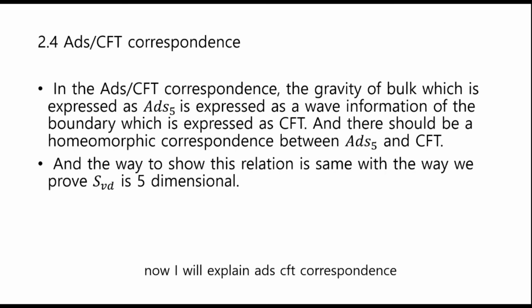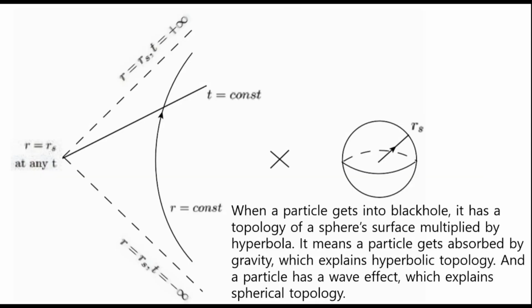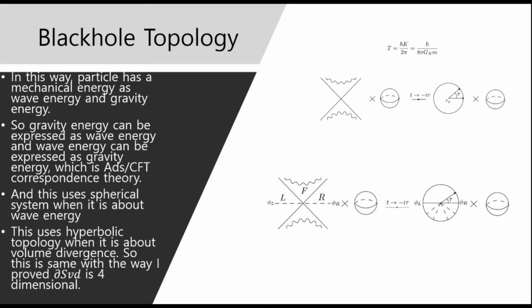In the ADS-CFT correspondence theory, the gravity of the bulk, which is expressed as ADS5, is expressed as the wave information of the boundary, which is expressed as CFT, and there should be a homeomorphic correspondence between ADS5 and CFT. And the way to show this relation is the same as the way we proved S3D is 5-dimensional. When a particle gets into a black hole, it has a topology of a sphere's surface multiplied by hyperbola. It means a particle gets absorbed by gravity, which explains hyperbolic topology. And the particle has a wave effect, which explains spherical topology. In this way, the particle has mechanical energy as wave energy and gravity energy.